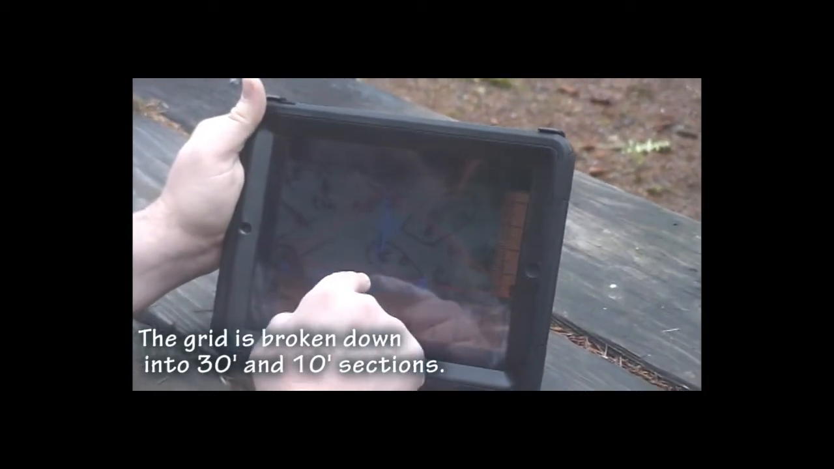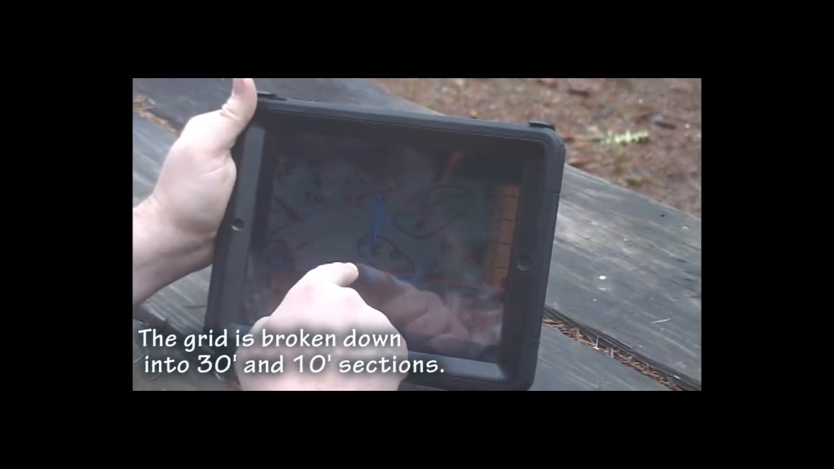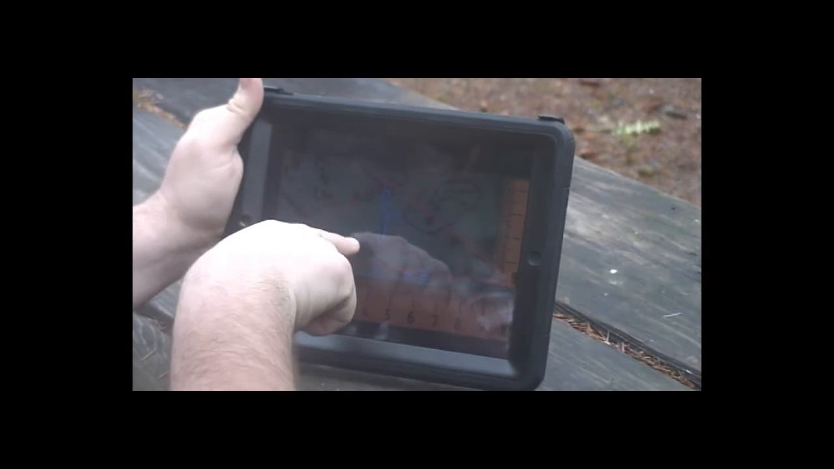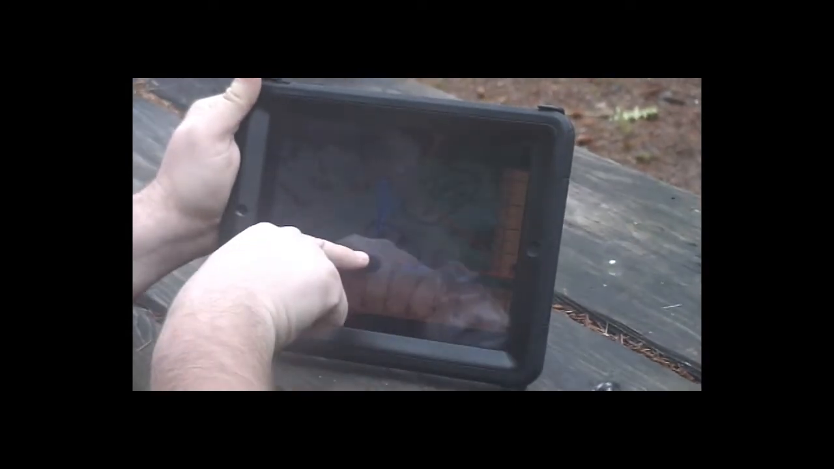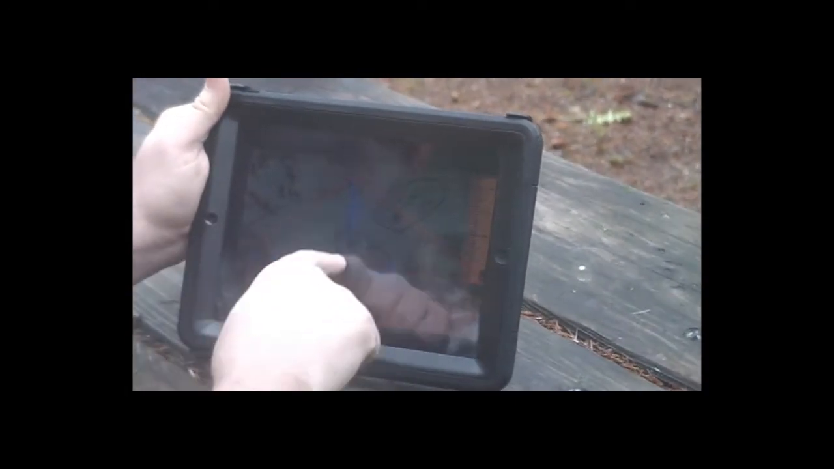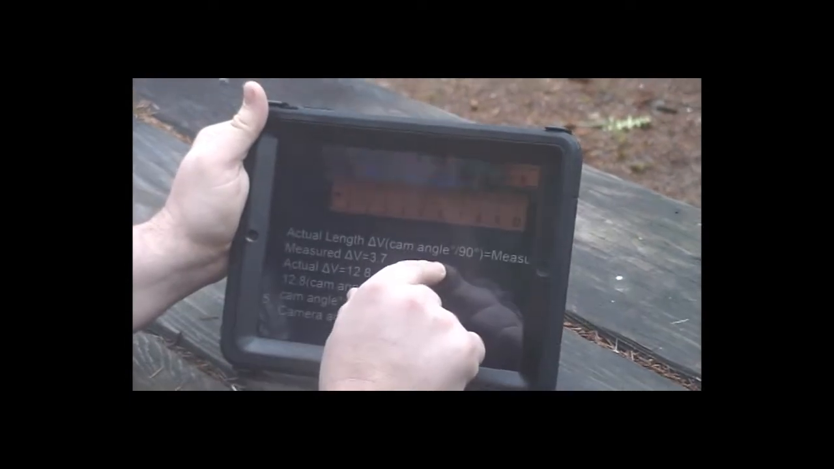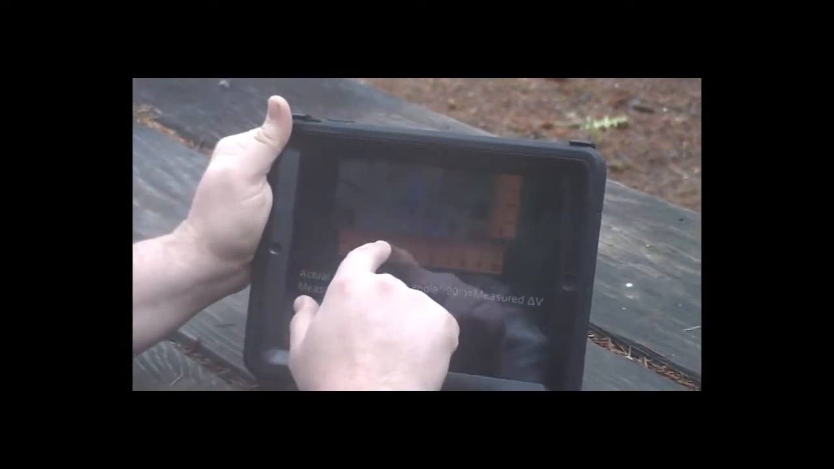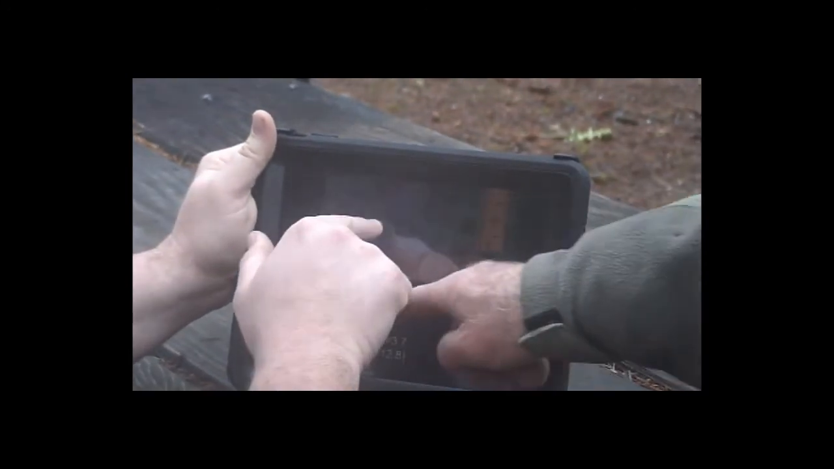And then the measurement here is 3.7. I used my calibrated ruler again and measured 3.7 on there. Then I plugged it into this equation here, which gives the actual length of delta V. That's that little blue line right there.